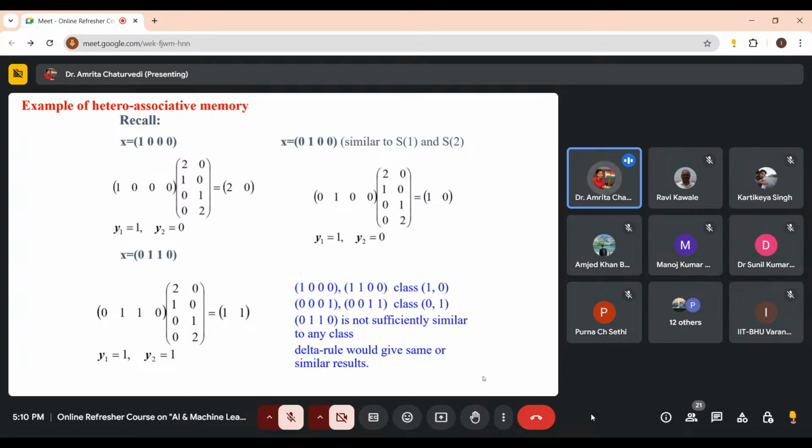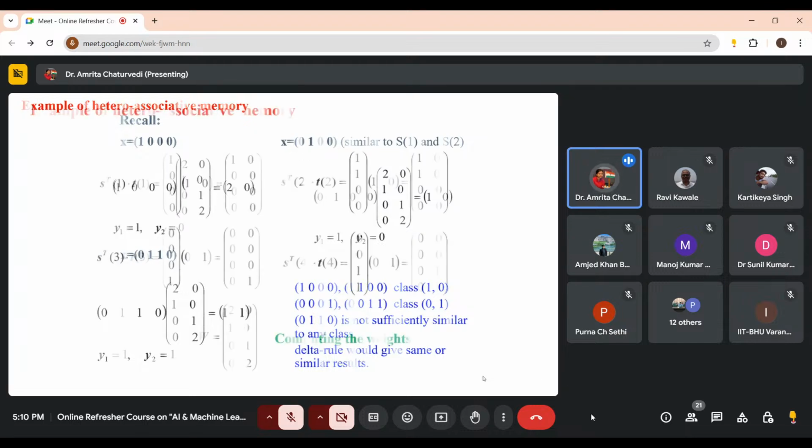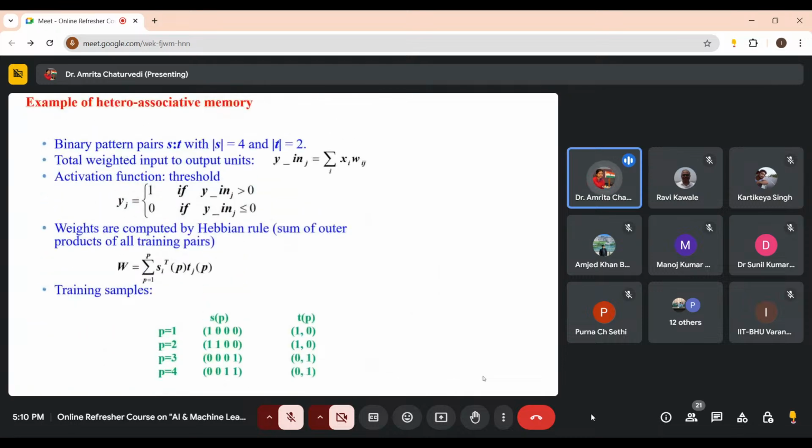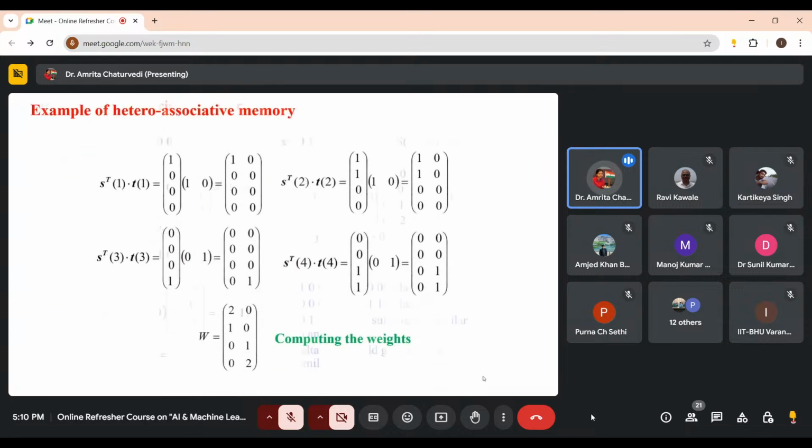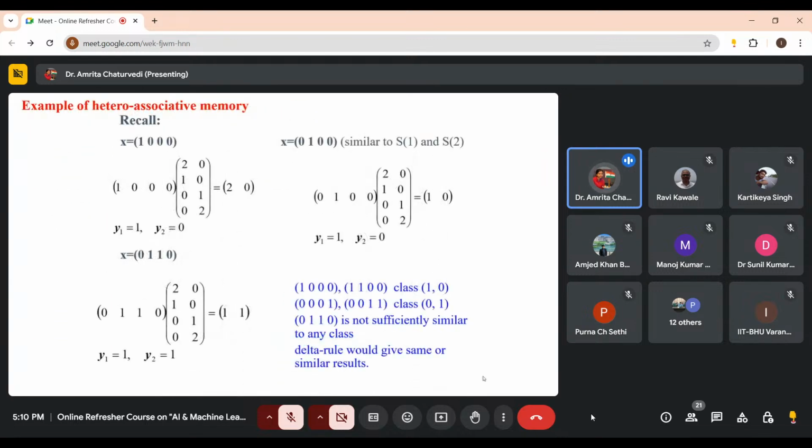Now the third value is 0, 1, 1, 0. So if you see in these known values, 0, 1, 1, 0 is not similar to any of these vectors. So whatever value you get, it will be unknown. So you multiply by the weight matrix and you get 1, 1. Now this 1, 1 is an unknown class, right? So it is recognizing only the known vectors with 1 unit of missing value.